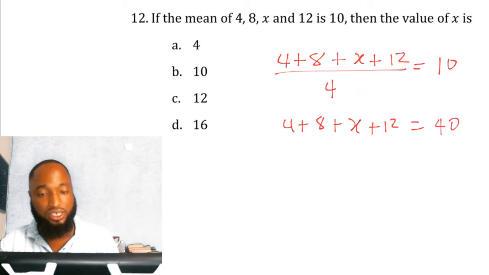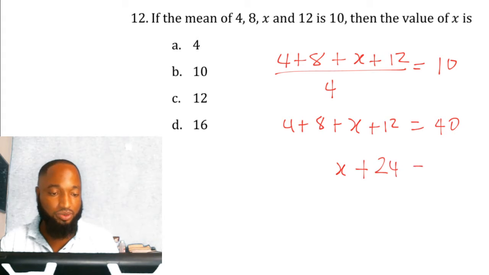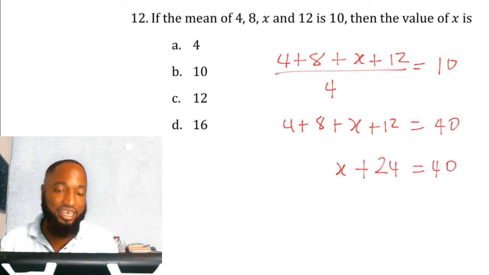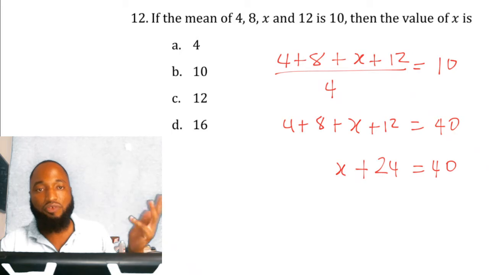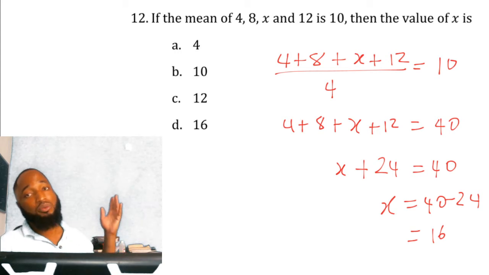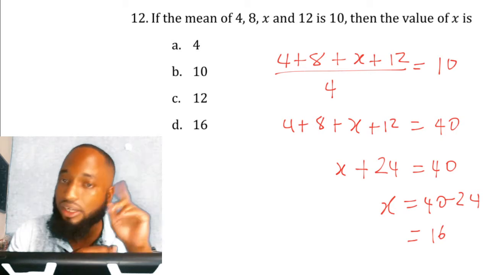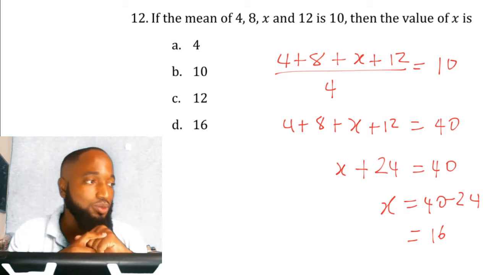So that's 40. So x plus, let's add the numbers, that's 24, is equal to 40. So we can clearly see here the missing number is 16. 16 and 24 make 40. x is equal to 40 minus 24 equals 16. So whatever method you're using, whatever floats your boat. Now if you do the first method, it's good to come back after you finish the paper and check it through with this kind of algebra method.